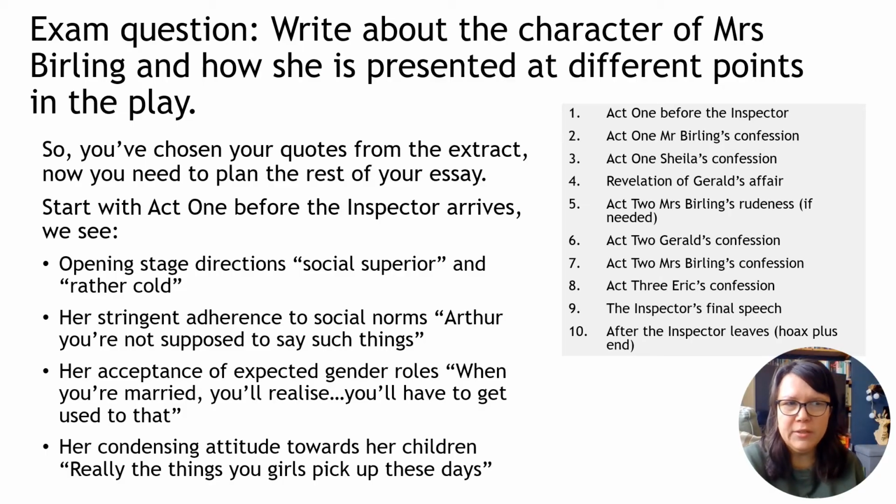So you've chosen the quotes from the extract, and you're planning the rest of the essay. This might be what your bullet point plan for Act 1 looks like, and this is dealing with the bit before the inspector arrives. You've got those very early stage directions that describe all of the characters. You've got Mrs. Birling and her very stringent adherence to social norms. So telling Mr. Birling off for talking about the cook, making sure that Sheila is following the expected gender roles of a woman, and that kind of condescension that she has towards her children.